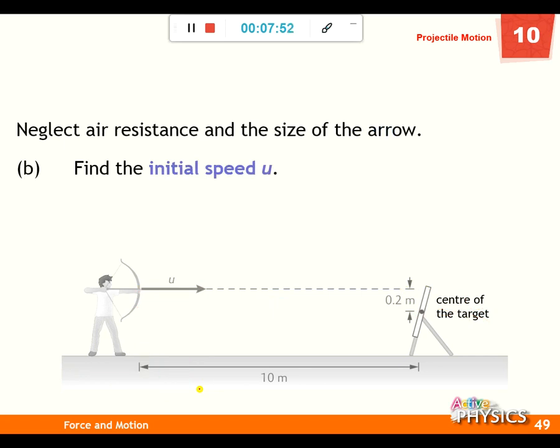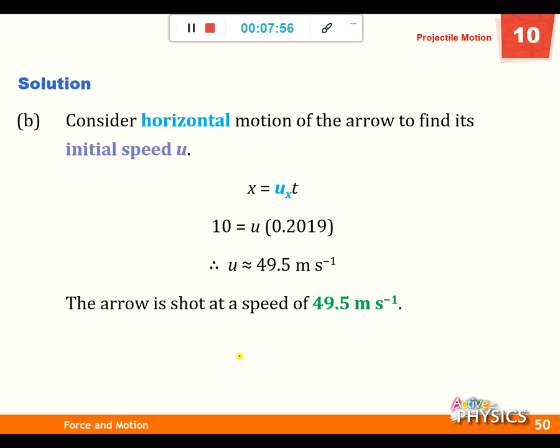Then here, we want to find the initial speed. What should we do? Using this one: the same time of flight for the arrow to travel 10 meters. Then what is your U? It should be 49.5. Once again, you can see that Ux and U are the same.